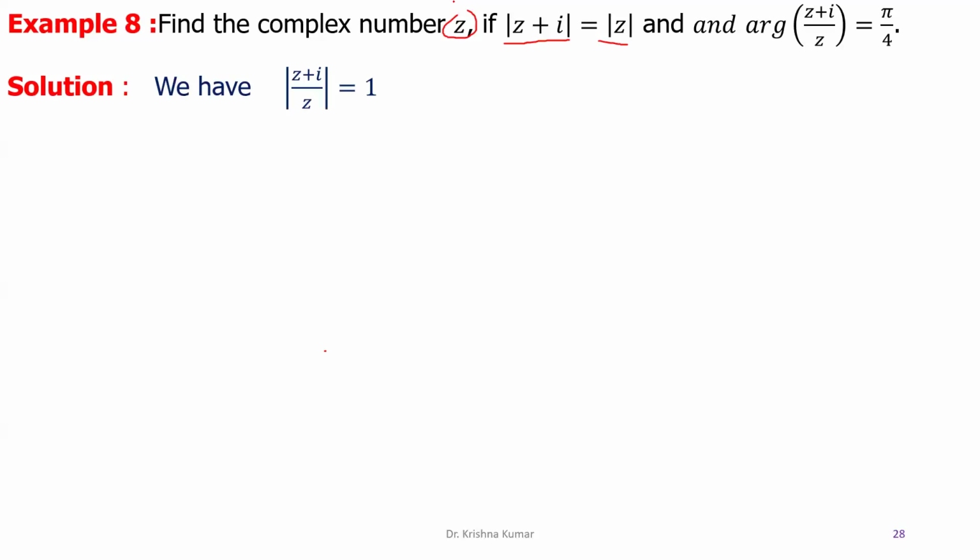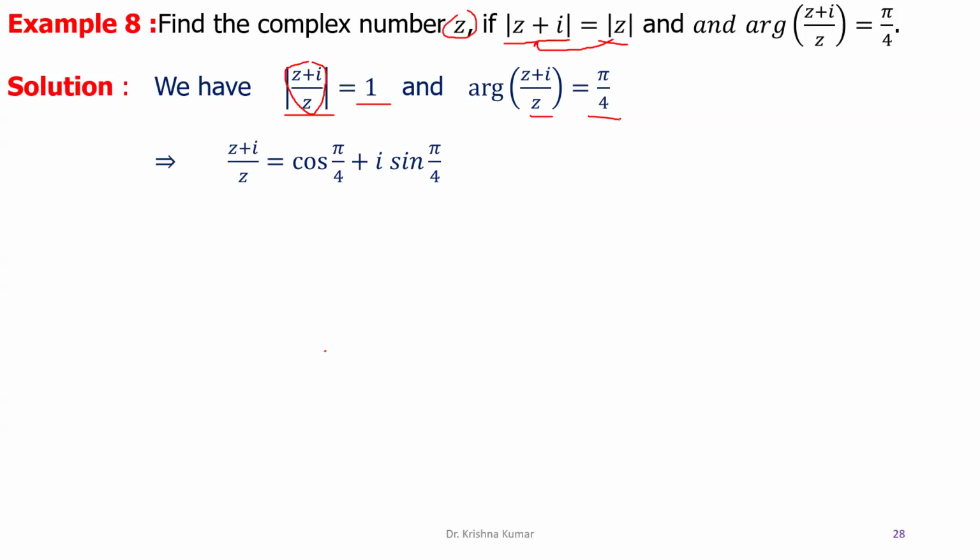We have mod of (z + i) equal to mod of z. So we transpose this to the left hand side and it becomes mod of (z + i)/z equal to 1, and argument of (z + i)/z equal to pi by 4. So now we have one complex number (z + i)/z whose modulus is 1 and the same number's argument is pi by 4.